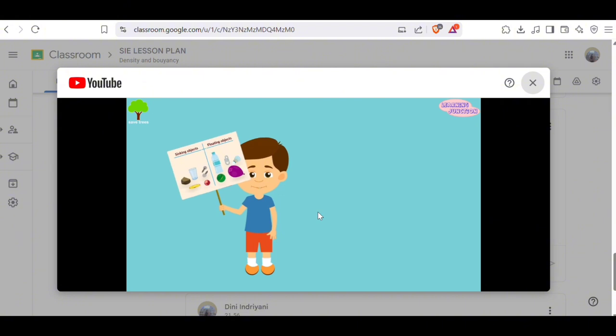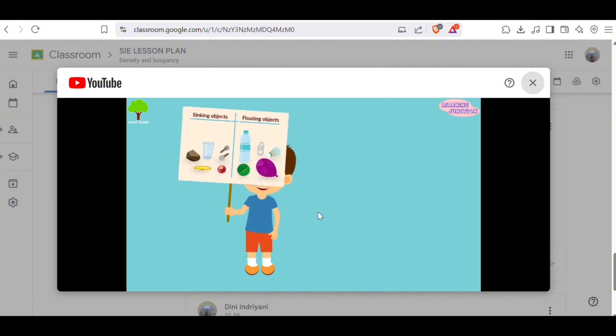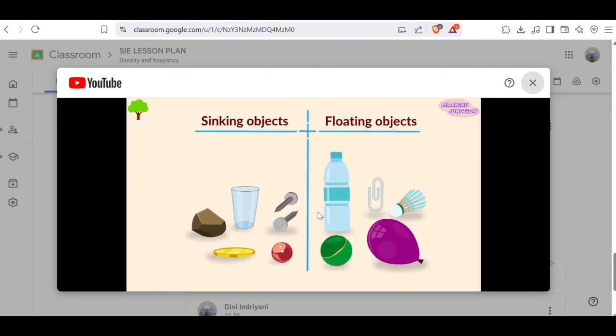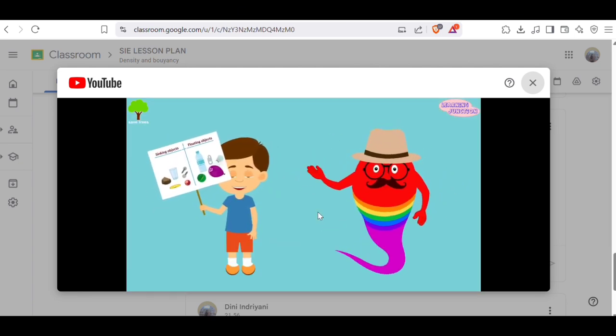Can you show some objects that sink and some objects that float? Yay! Some sinking objects are coins, iron nails, glass, stone and marble, and other things. Some floating objects are bottles, paper clips, cork, plastic balls, and balloons. Now, you know a lot about floating and sinking.